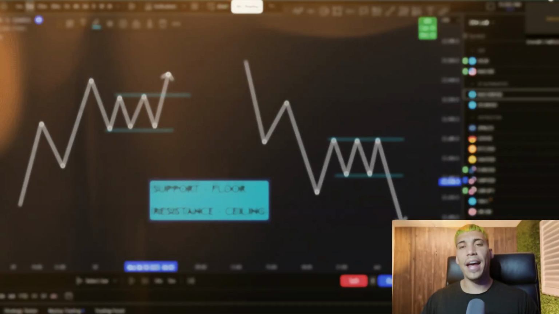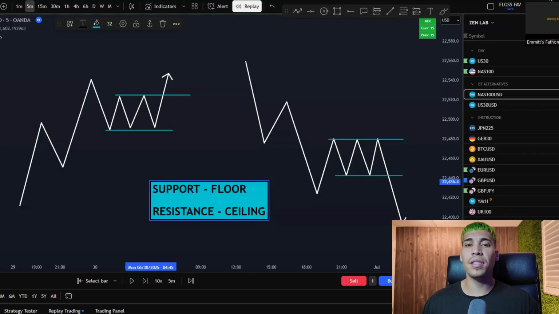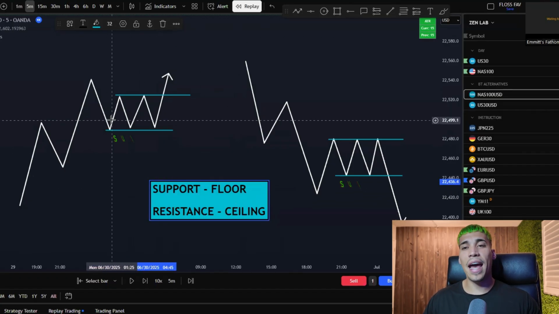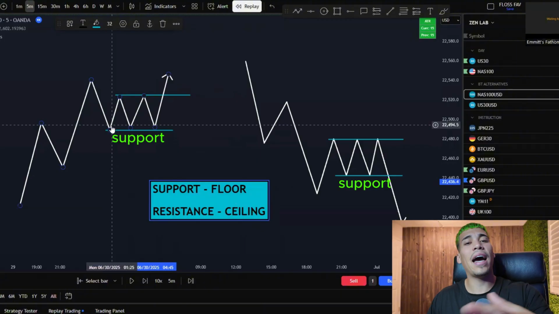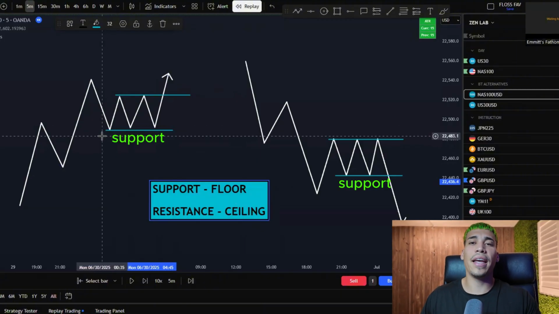Here we have our entry model, which is 5-minute and 15-minute support and resistance breakouts. So first we need to run through what support and resistance is. Support is always going to be your floor. And after we're done with showing you this, I am going to go to the actual market to show you exactly what this looks like on a candlestick chart.